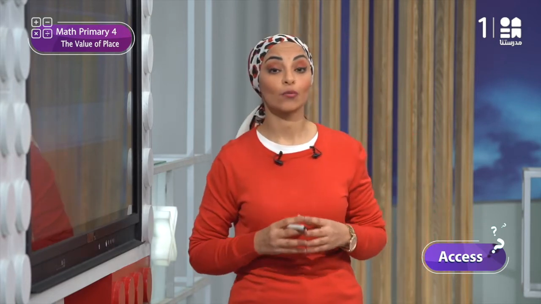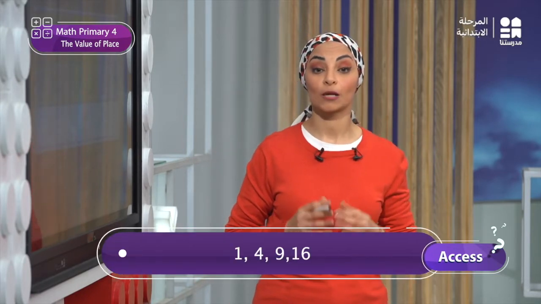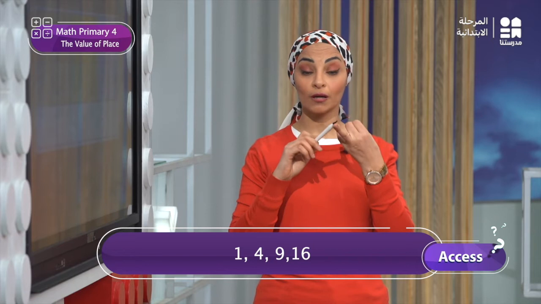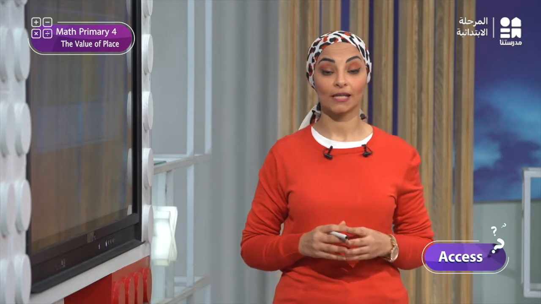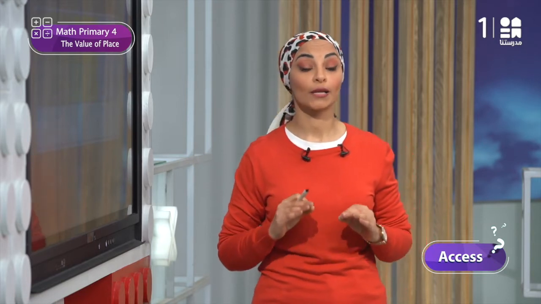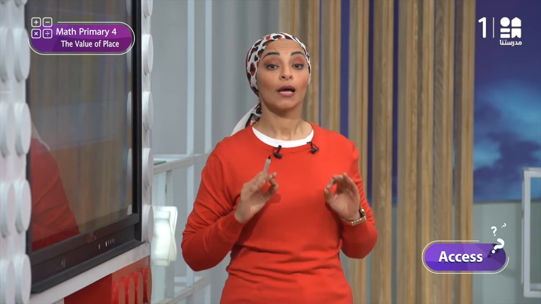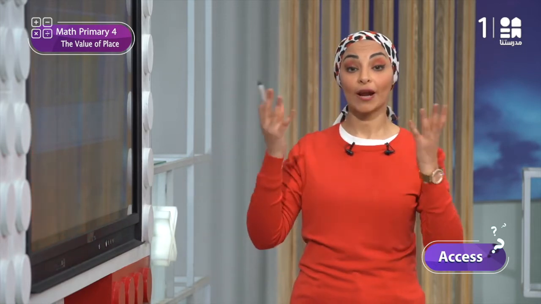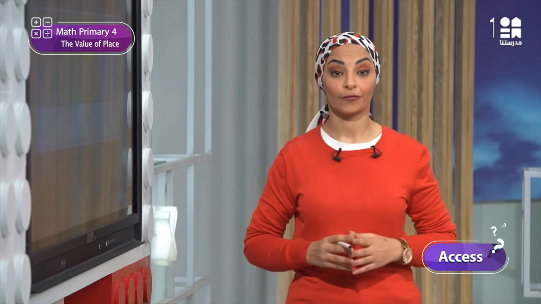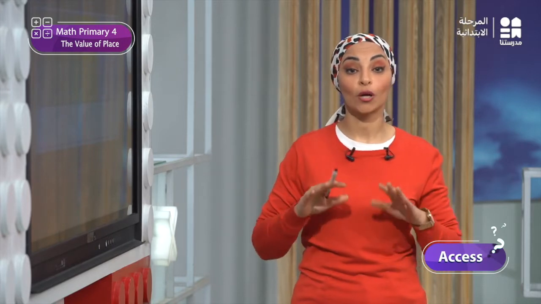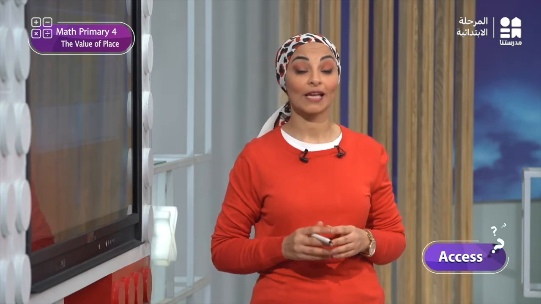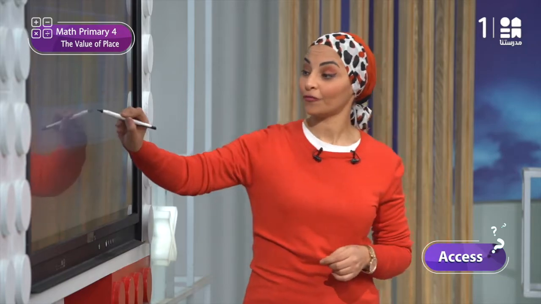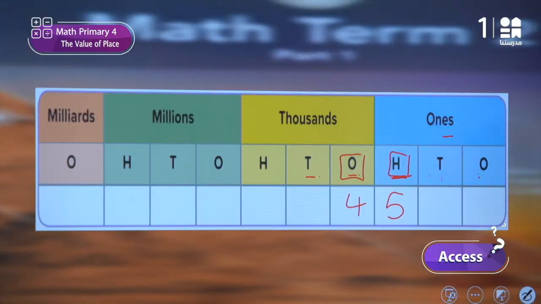So the digit in the 1000 place could be 1 times 1 which is 1, or 2 times 2 which is 4, or 3 times 3 which is 9, or 16. But there is another condition: the digit in the 1000 place must be greater than 1 and less than 5. What is the only number greater than 1 and less than 5 that is the product of a number multiplied by itself? Yes, it is number 4. Number 4 has all the conditions I mentioned. So I will write 4 in the 1000 place.